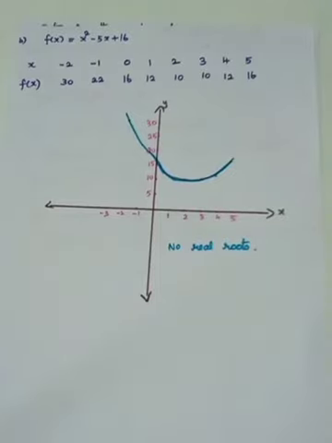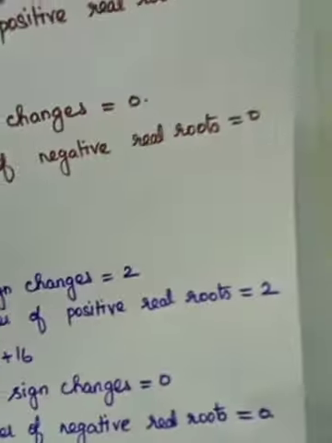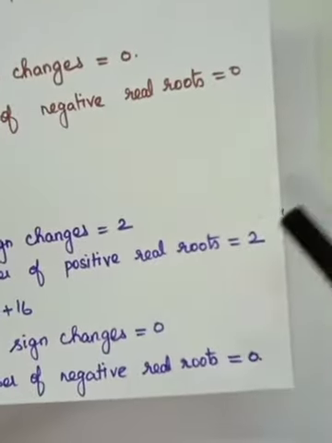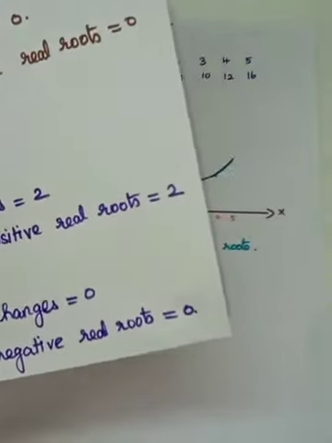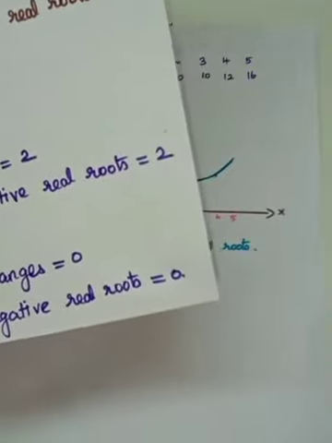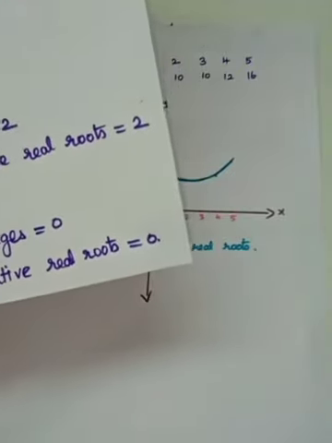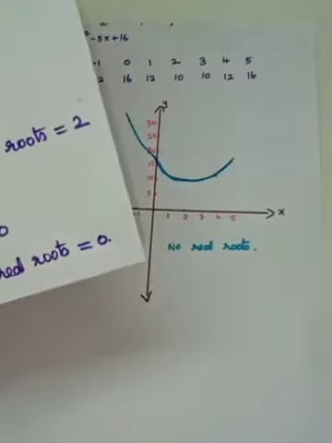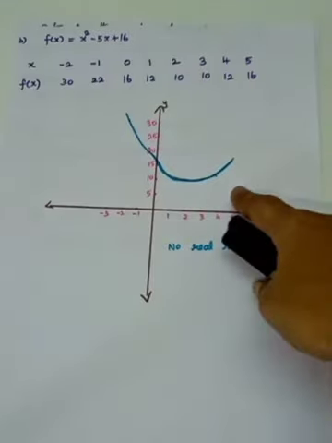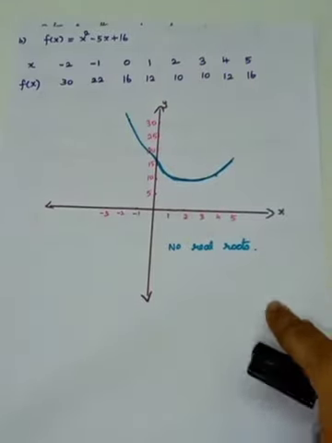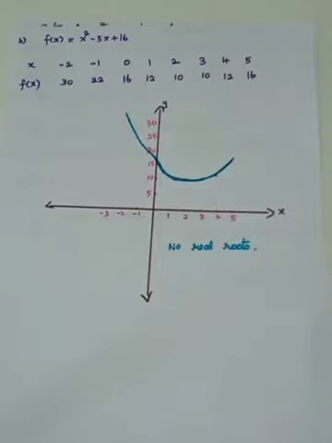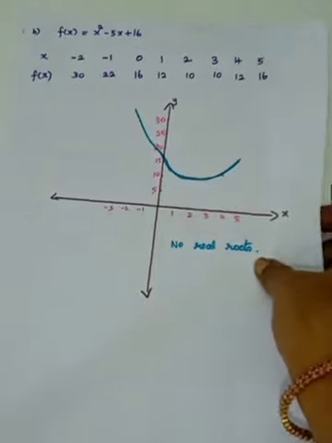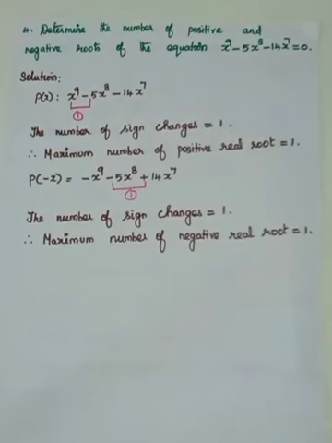But what we have written here, the maximum number of positive real roots is 2. That means it may have 0 real roots or 1 real root or 2 real roots. Here on seeing the graph, this equation has no real roots. Okay, so see this. Next one, we are moving to problem number 4.